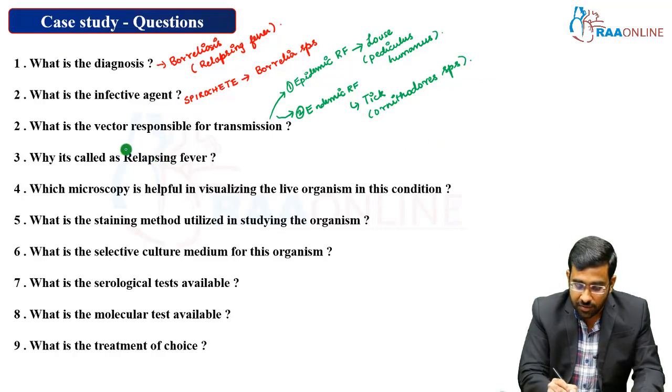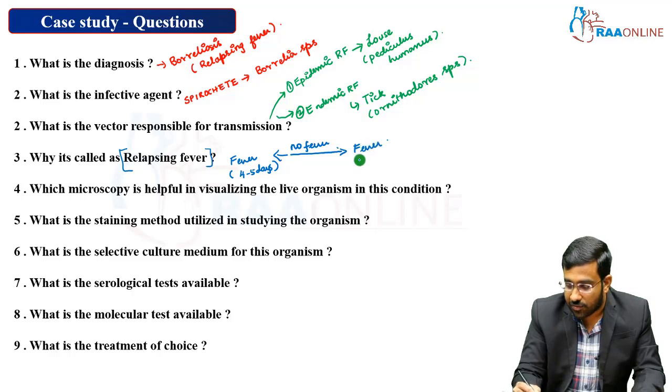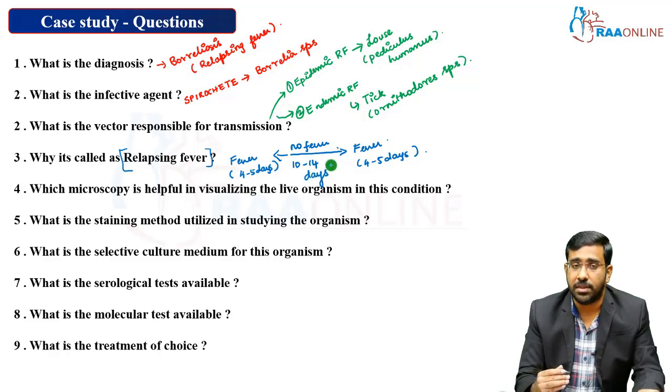In the name itself, the meaning is there. The patient is going to have fever for some 4 to 5 days. Again, there is going to be a period of no fever, or afebrile phase, and again the patient is going to have fever for the next 4 to 5 days. And this particular afebrile phase can last for 10 to 14 days. That is why it is called relapsing fever. There is going to be the relapsing of this particular fever once in 10 to 14 days.